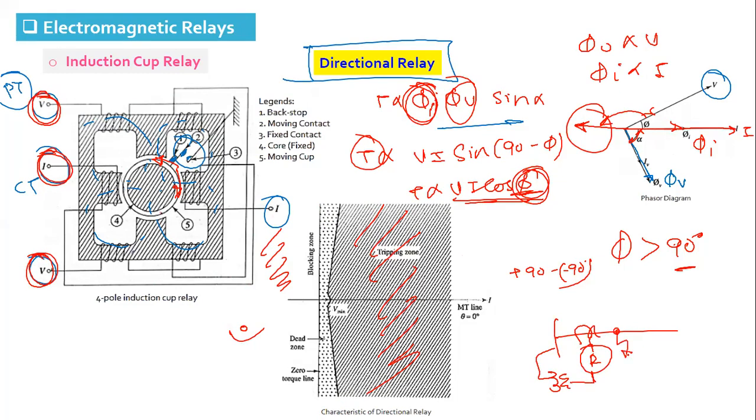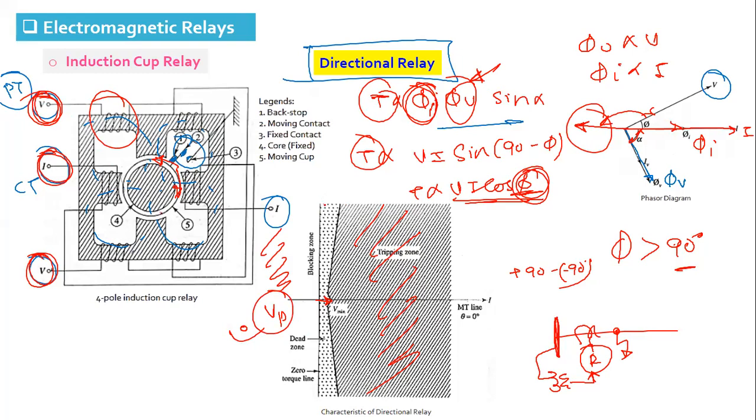If the fault occurs very near to the bus bar, voltage will collapse, and therefore sufficient voltage may not be available to the voltage coil of this relay. Therefore, the flux phi V developed in the core may not be sufficient to develop torque which can rotate the cup. So the relay will not operate. So this voltage is called the minimum polarizing voltage, Vp, which is the minimum voltage required for this relay to operate.